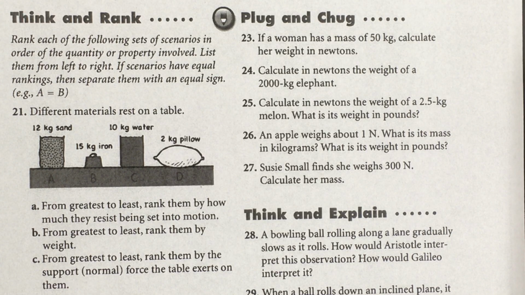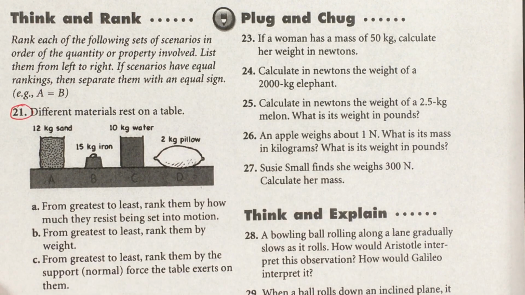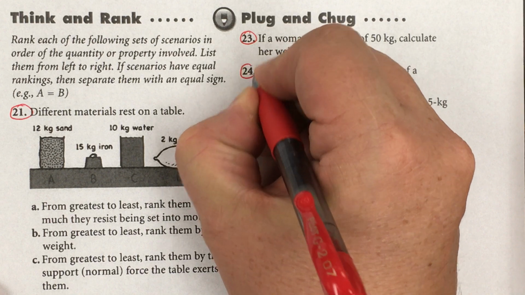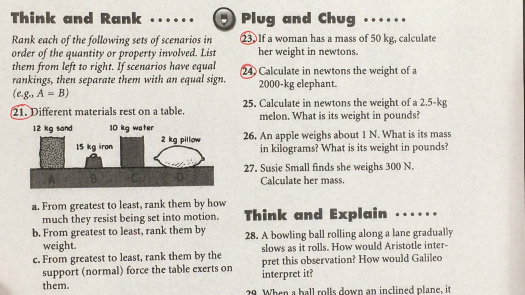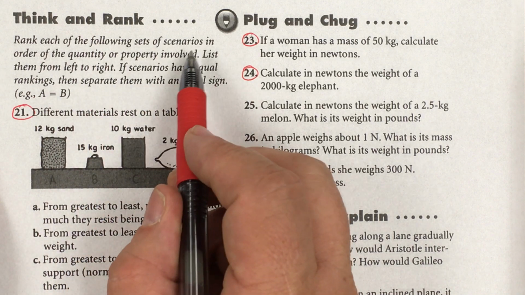Welcome back, everyone. We're going to look at the end of the chapter questions in chapter 3, and we're going to do just a few of these questions. We're going to do number 21, which is ranking. Then we're going to do a couple of the math problems, 23 and 24, and then end up with 28 if we can.